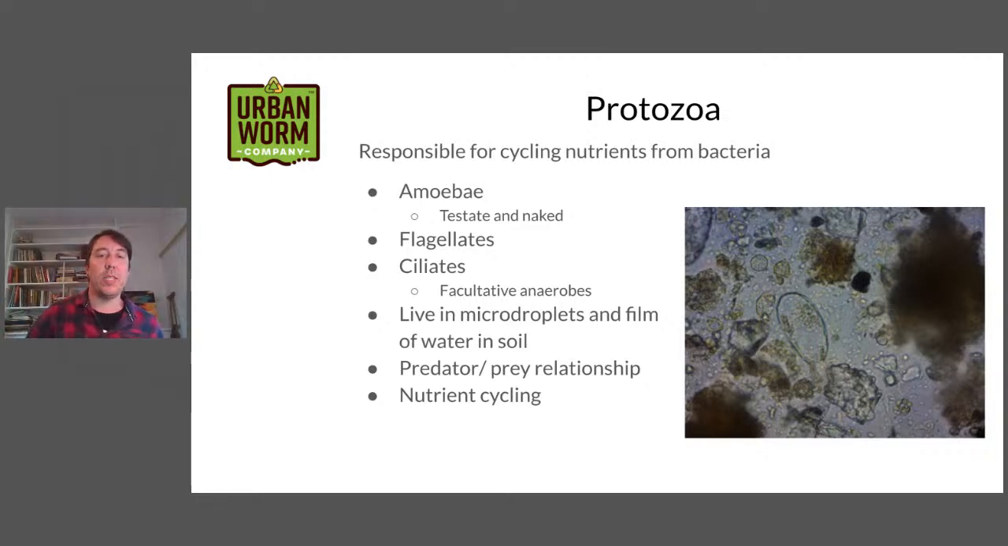All of these protozoa live in the micro droplets or tiny films of water in soil. If you were to take a pond sample or a liquid sample of some type in nature, even a puddle, you're going to see more of these protozoa. And that's because they live in water. So that's again why moisture is important.